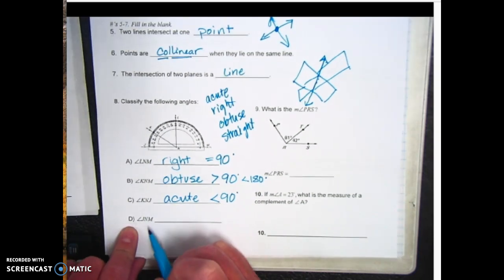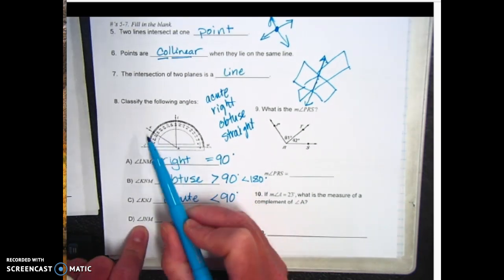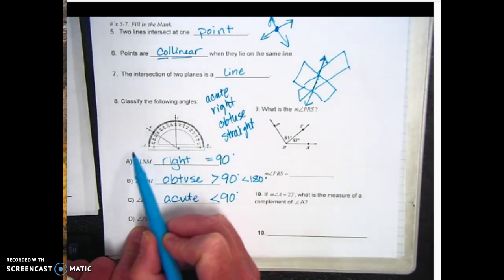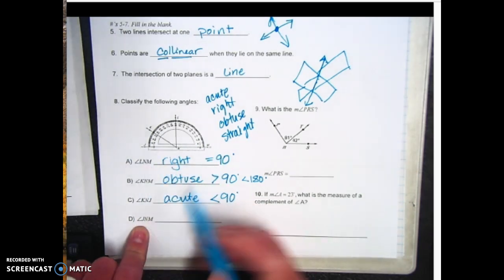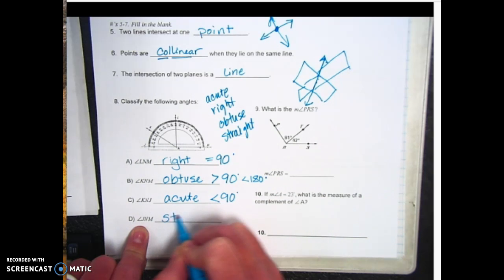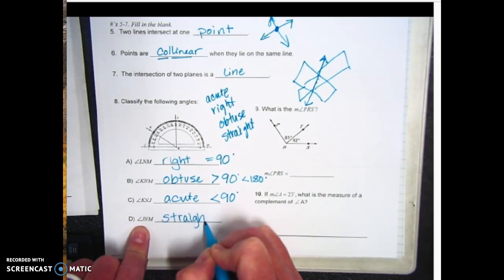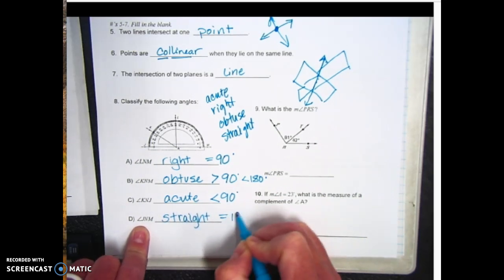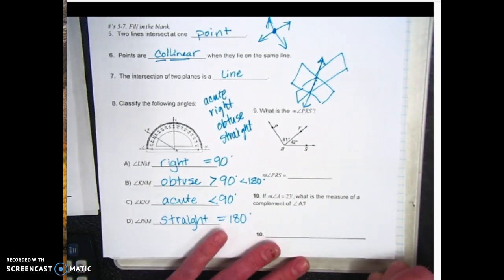And then letter D says angle JNM. So here's J, here's N, here's M. That makes a straight line. So we call it a straight angle. That's when it's equal to exactly 180 degrees.